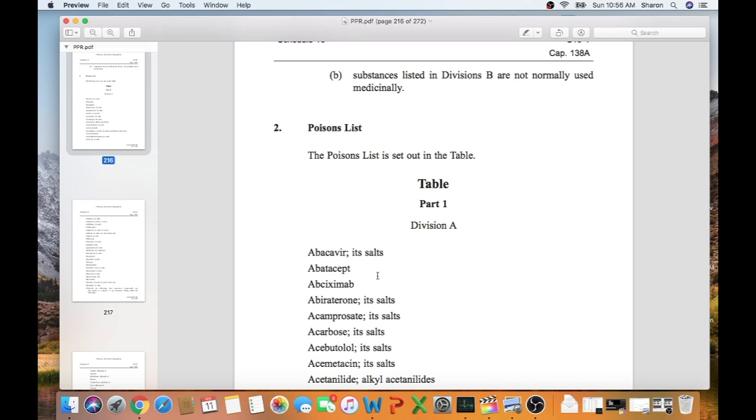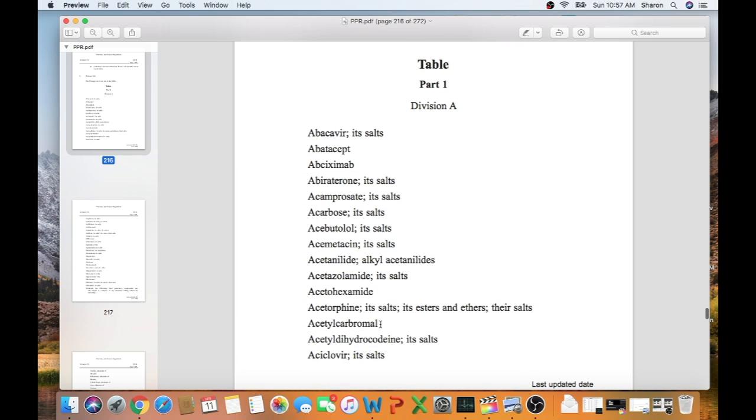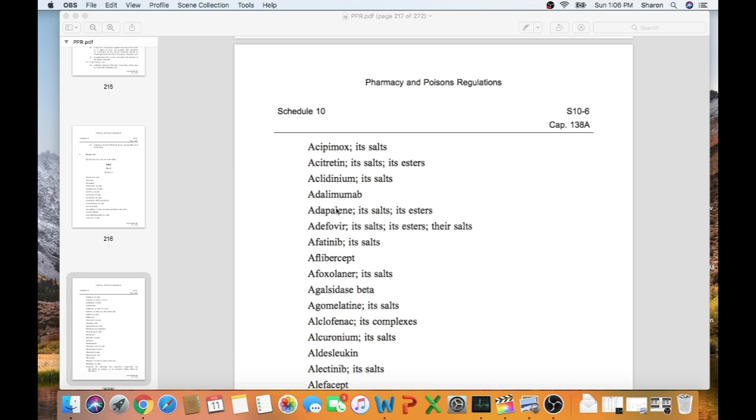Okay, so here is where the poisons list begins properly, where it says Part 1, the list of drugs which follow are all Part 1 drugs. This list won't contain every single drug that is registered in Hong Kong, but it will contain the majority of them. The poisons that won't be on this list include most of the antibiotics, some dangerous drugs, and non-poisons.